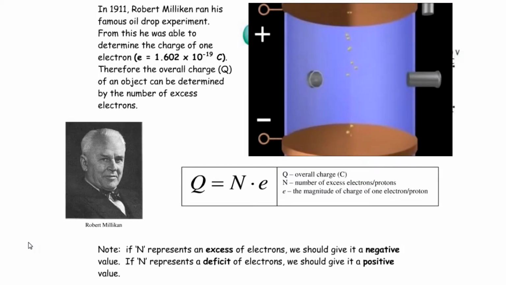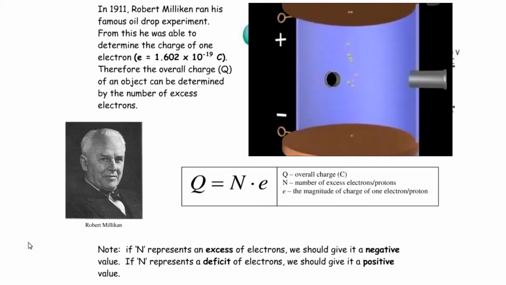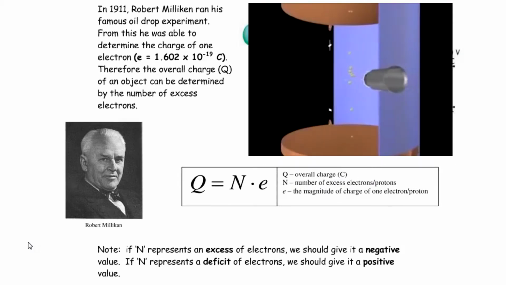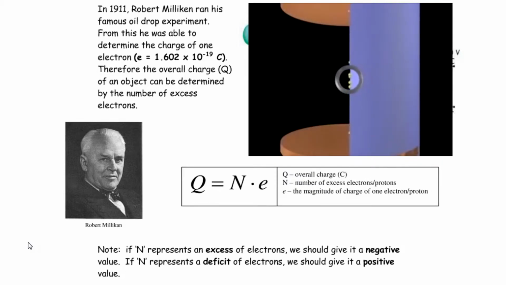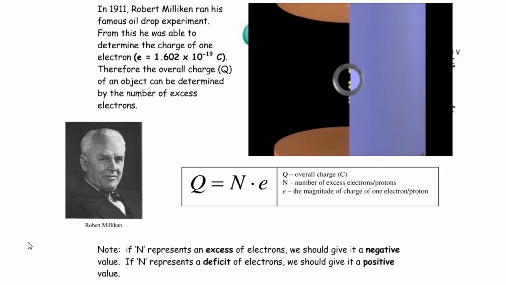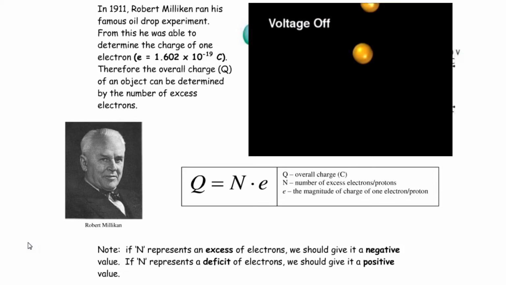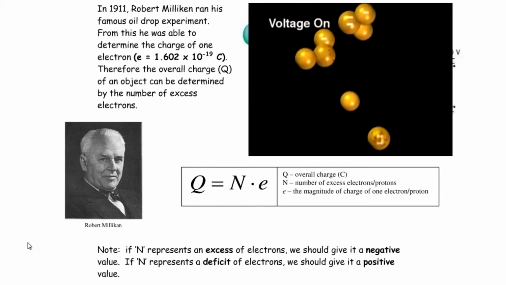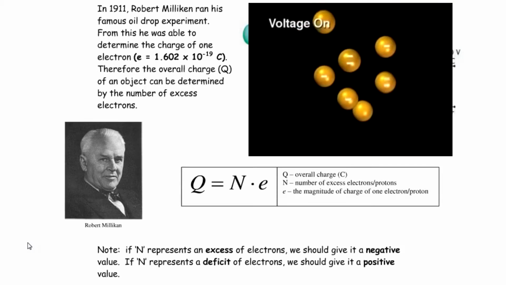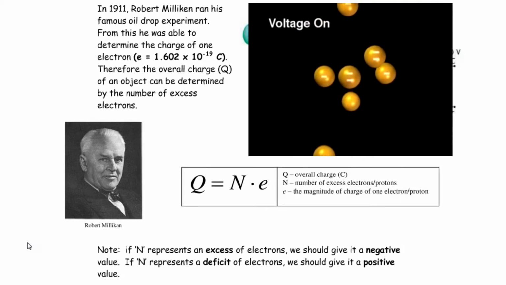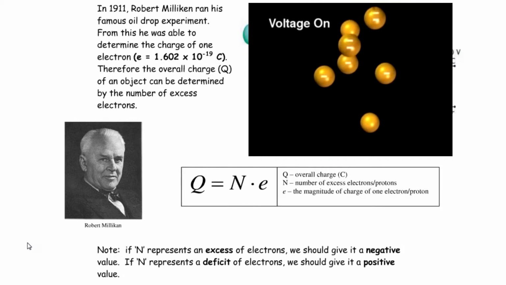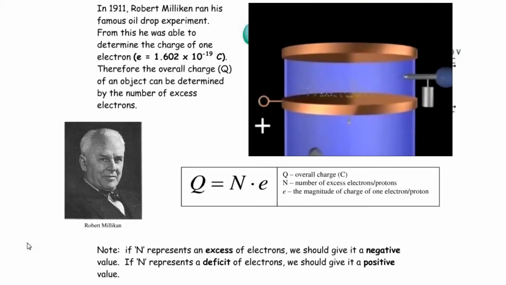As they passed through the electric field between the two parallel plates, some droplets accelerated downwards, some accelerated upwards, and some stayed motionless. By varying the electric potential across these two plates, Millikan was able to balance off the force of gravity acting on some of these droplets with the electric force, and from that get a mathematical equation relating the two.